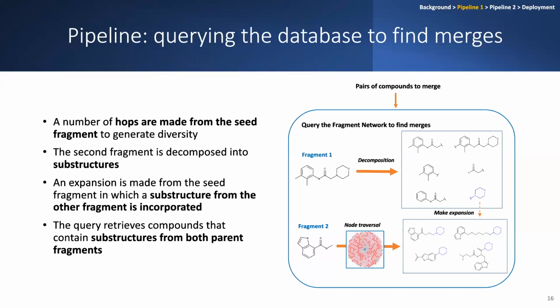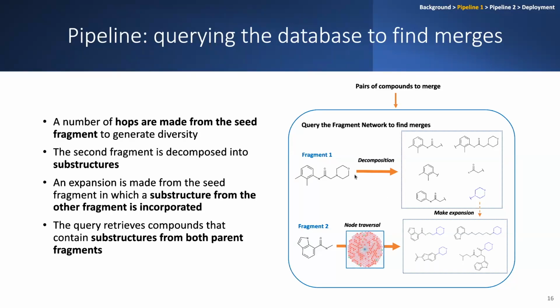We then queried the database in order to find these fragment merges. The way we do this with the Fragment Network is we start from one of the fragments. This forms our sort of seed fragment in the query. We find the node that represents this fragment, and then we make up to a couple of hops away from this node in order to generate some diversity.